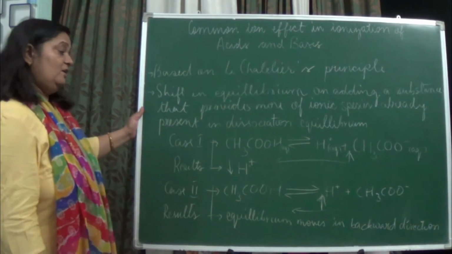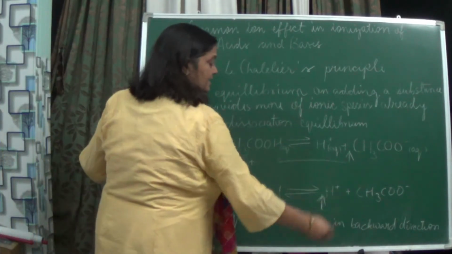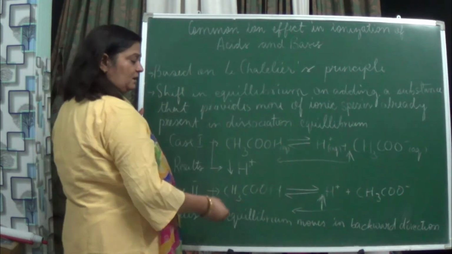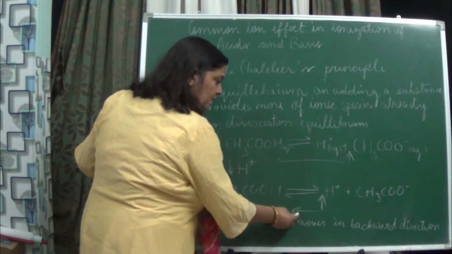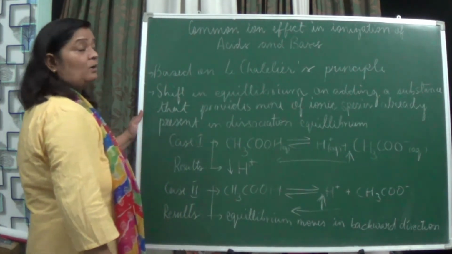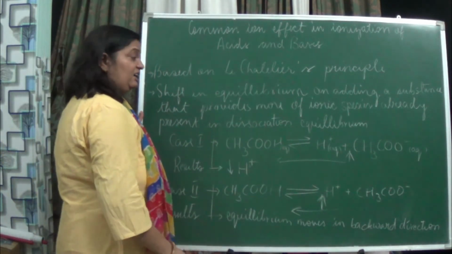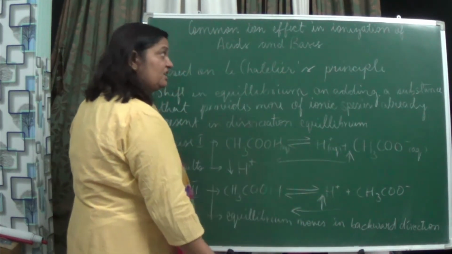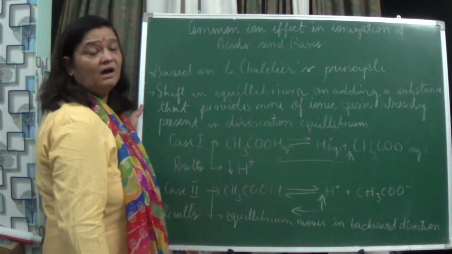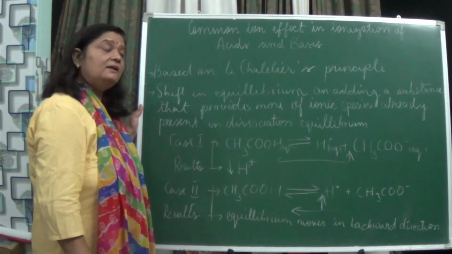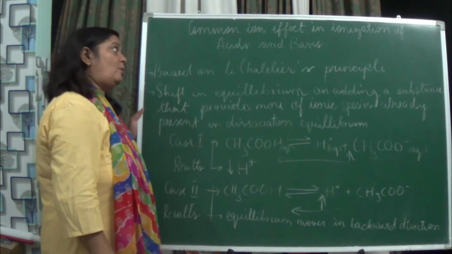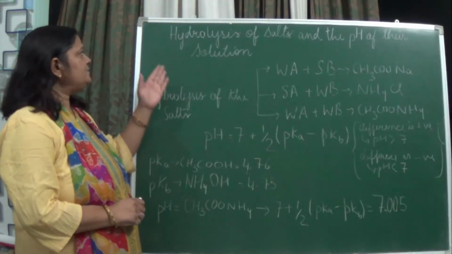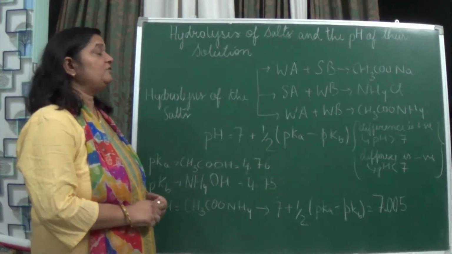So here we are seeing what? With H plus ions more and acetate ions less, the reaction shifts towards the backward direction, and this is the common ion effect. It means if we are adding the same ion and its concentration is increased, what happens to the ionization of the acids and bases? That is the common ion effect in the ionization of acids and bases. So we are going to study hydrolysis of salts and the pH of this solution.